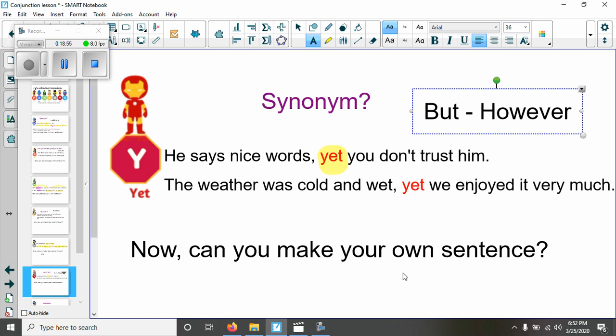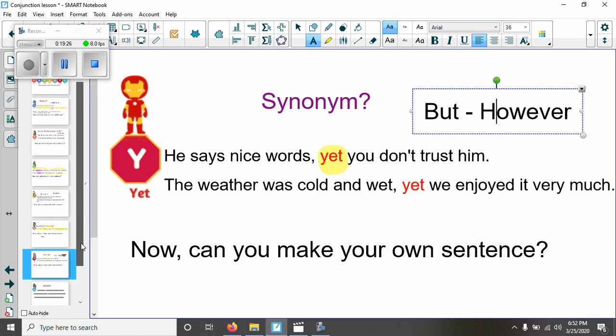So let me help you with that. Let's say, I have a lot of homework, but I don't have internet. Let's change the but and put yet. I have a lot of homework, yet I don't have any internet connection. Okay, let's go for the next slide.